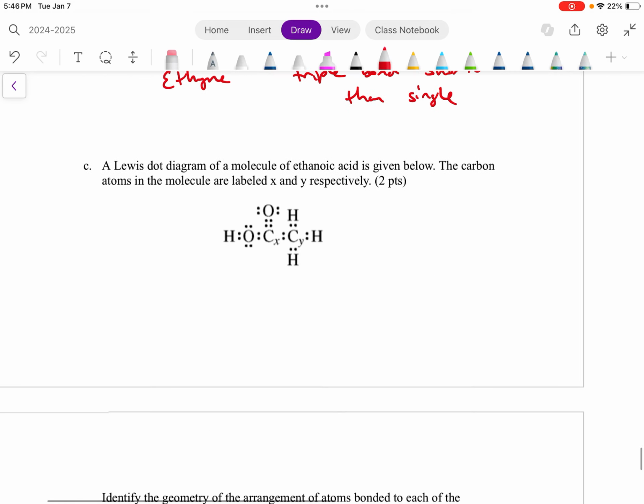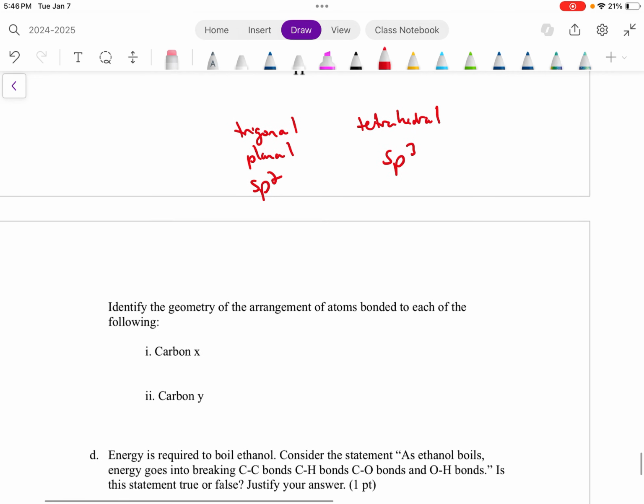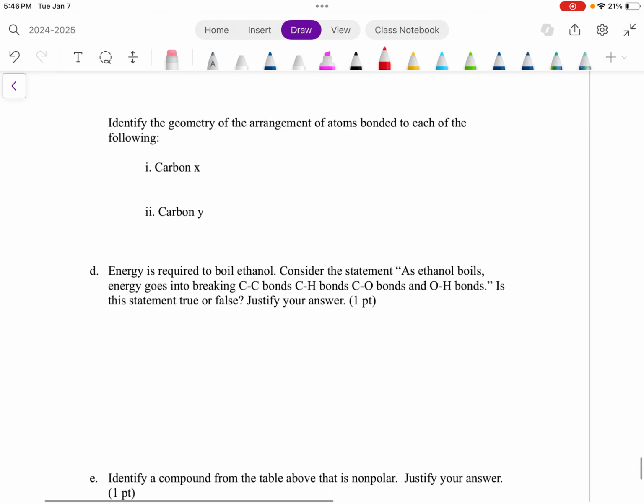And then the next one is, what's the shape around each of these carbons, X and Y? So the shape around carbon X is going to be trigonal planar because it's sp2 hybridized. Y is going to be tetrahedral because it's sp3 hybridized. Though I don't even think it asked you for Y. I think it just said you had to list that. So trigonal planar, and then tetrahedral.